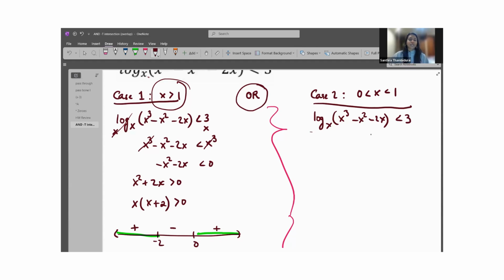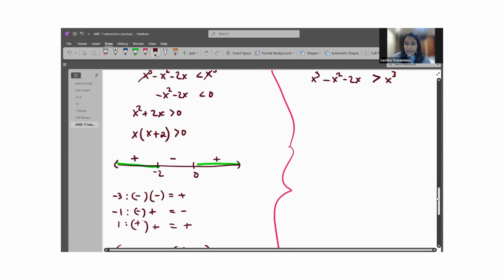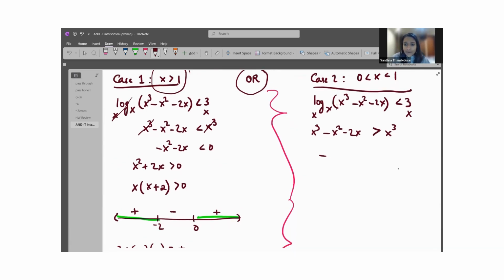Okay, so this is my question. My case 2 is x is between 0 and 1. If x is between 0 and 1, if I am exponentiating it, remember the inequality is going to flip. So this is going to give me x cubed minus x squared minus 2x is greater than x cubed because my base is between 0 and 1, okay? Now, again, I can subtract x cubed from both sides, and I get negative x squared minus 2x is greater than 0. Remember, you don't want to have a negative. Make your leading coefficient positive, okay?